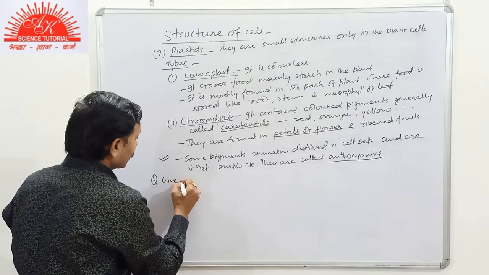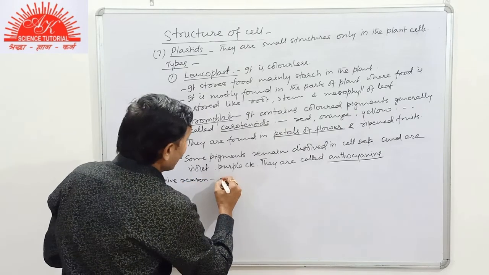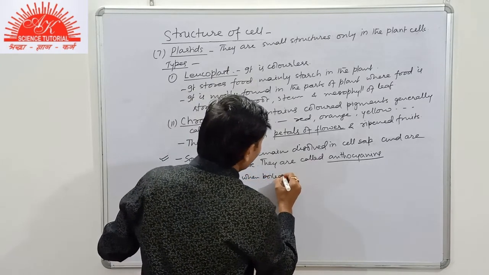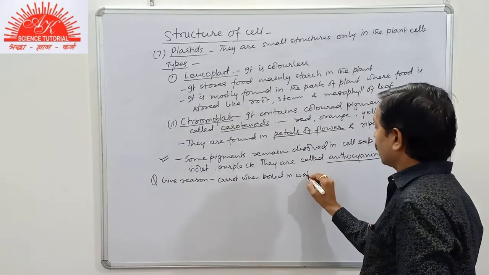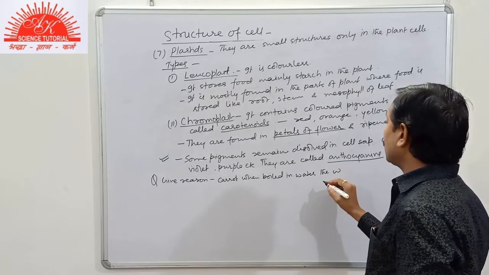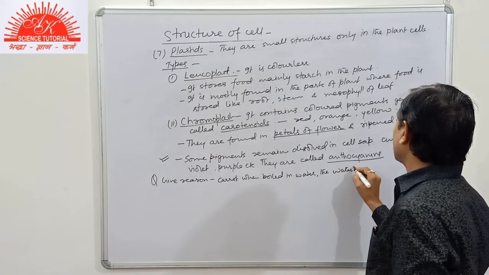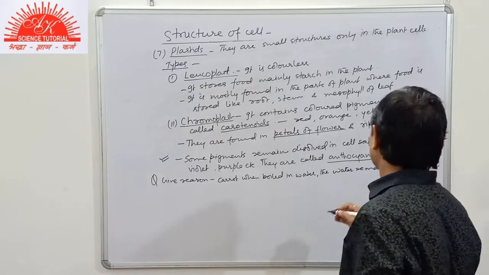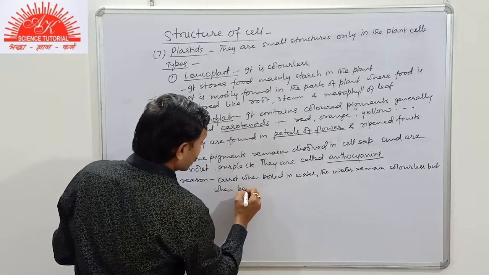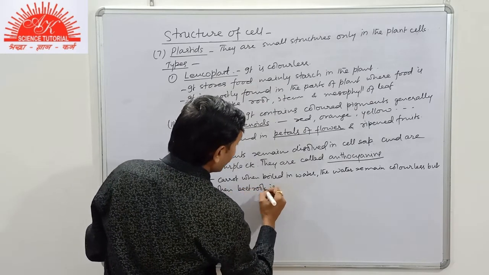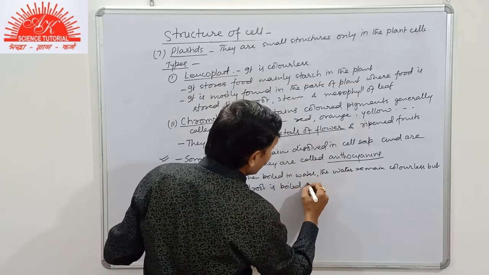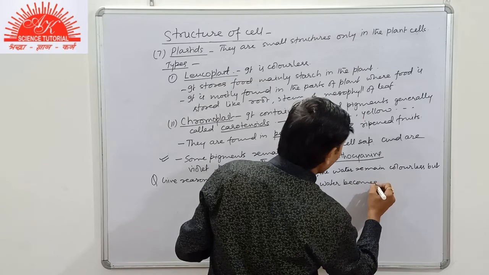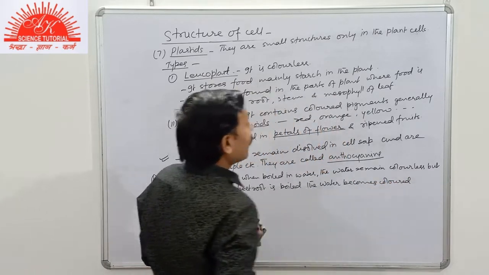Give reason. Carrot when boiled in water, the water remains colorless. But when beetroot is boiled, the water becomes colored. Now, what is the reason behind it?